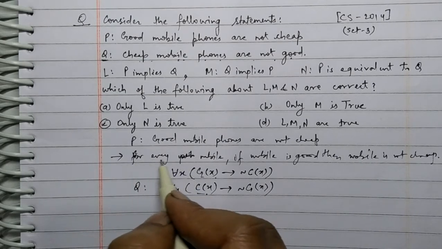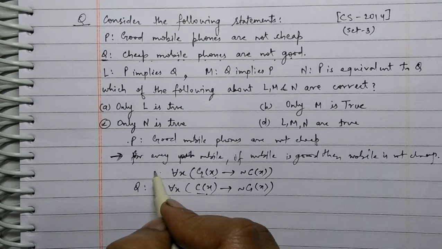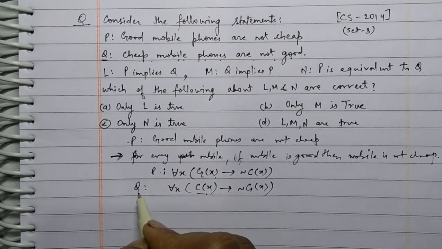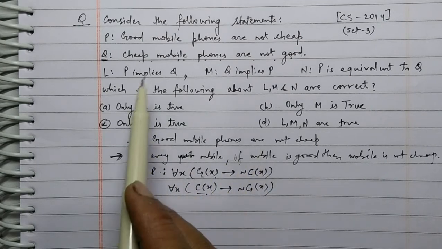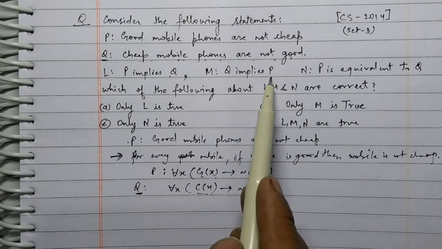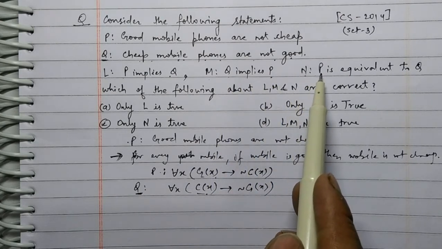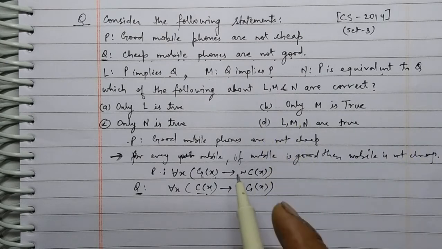As we have used logic for writing statement P, the same logic is used to write statement Q in a similar fashion. So L means P implies Q, M means Q implies P, N is saying that P and Q are equivalent to each other. So which of the options are correct?